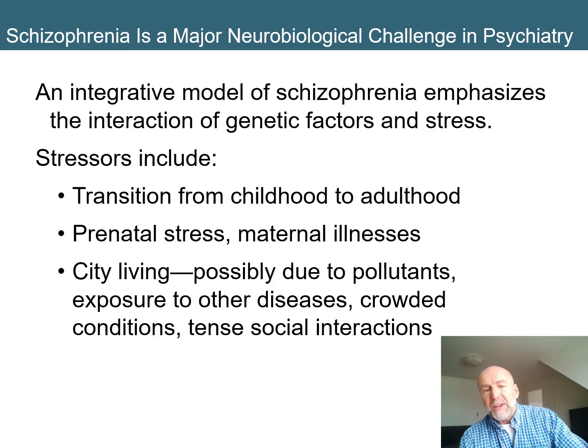So a couple more things here. The age of onset of schizophrenia is about your age right now, about late teens to early 20s, so transition to full adulthood. And we also know that schizophrenia is associated with prenatal stress, so the mother's stress during pregnancy, also maternal illness, mother's illness during pregnancy.